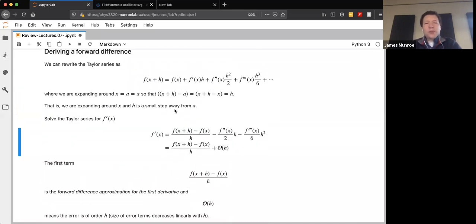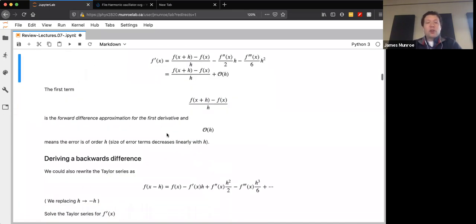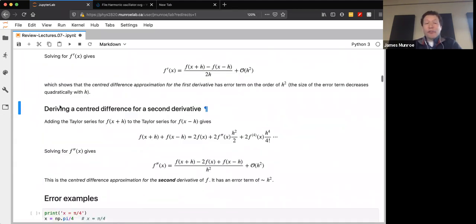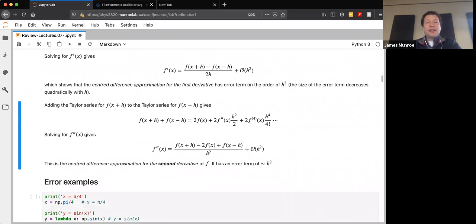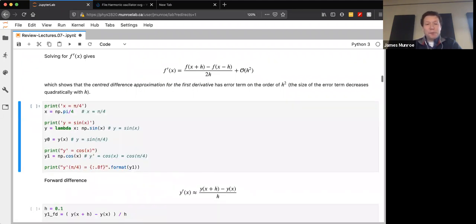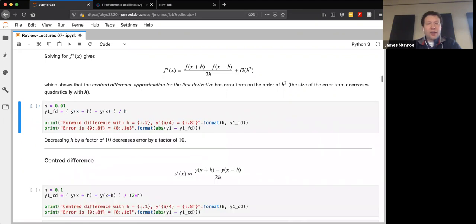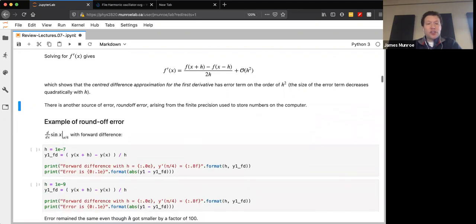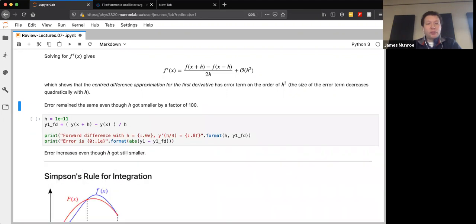We've got some examples here of deriving a forward difference, deriving a backward difference, and deriving a centered difference. I think those are all good things for you to take a look at. We could do a second difference as well, but let's get rid of that as an example. And those are just examples.